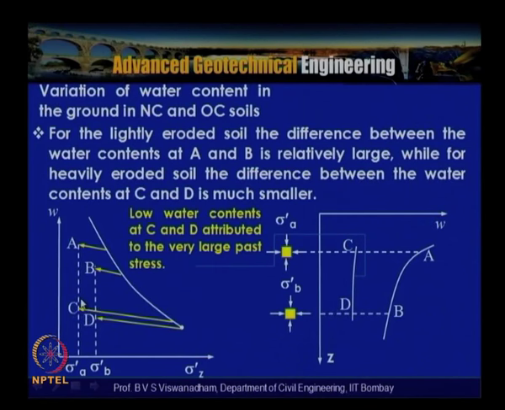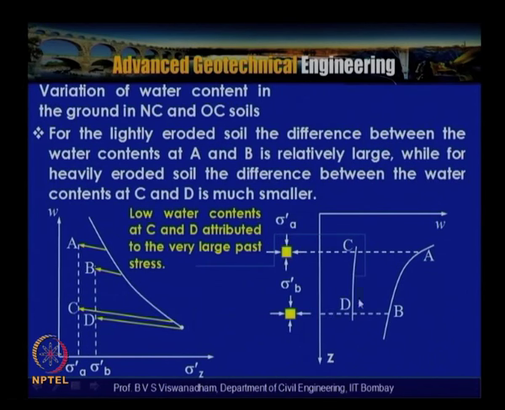Here there is a negligible or marginal change in the water content in this particular portion. So, for the lightly eroded soil, the difference between water contents at A and B is relatively large, while for heavily eroded soil, the difference between the water contents at C and D is smaller. That is what has been indicated here. This is for the normally consolidated or lightly over consolidated soils, and these are the heavily over consolidated soils.